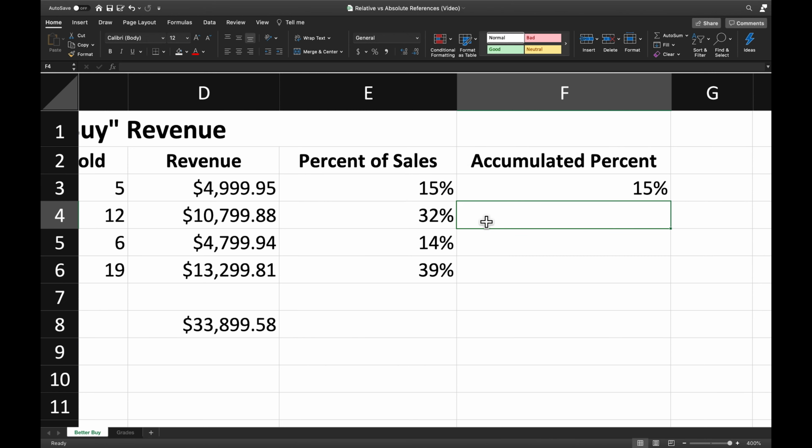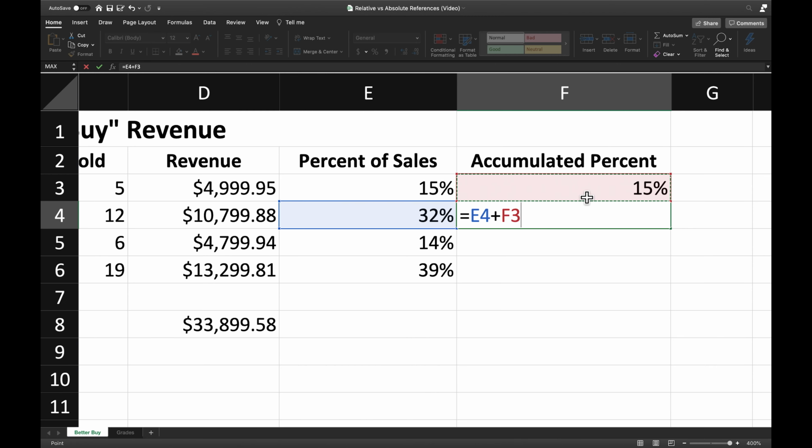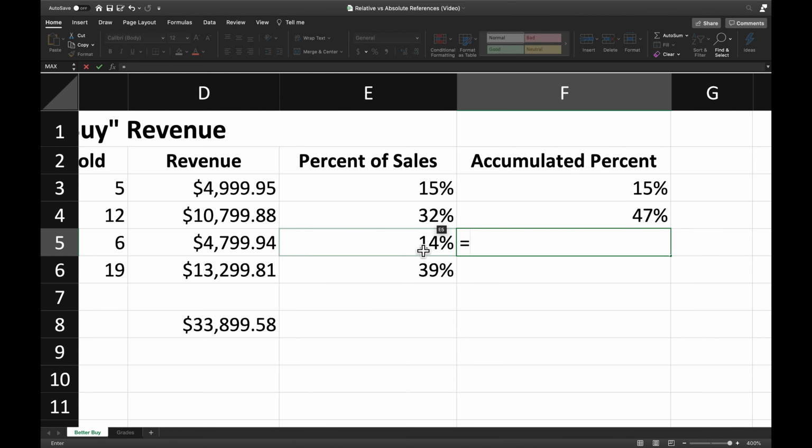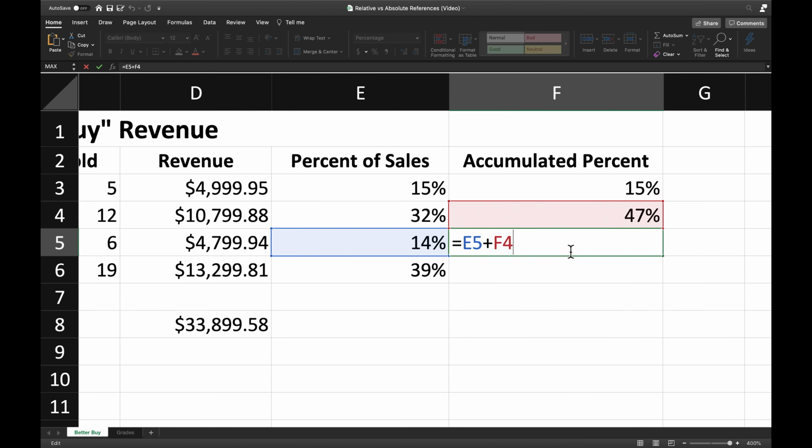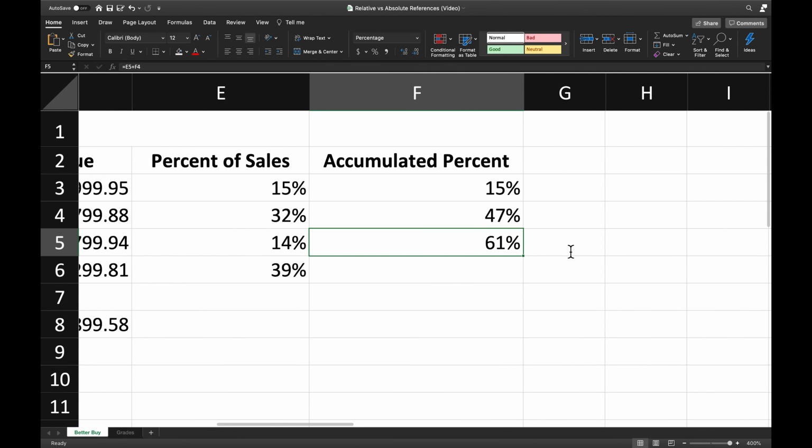In the next cell, what is the new percentage? 32%. Reference it. What is the current total? It's 15%. For this one, 14% is the new percentage, and the new total is 47%. See how there's a pattern? So we can actually just autofill it.